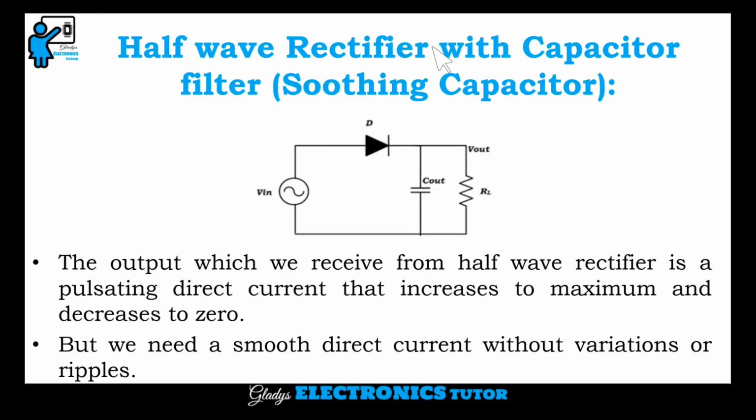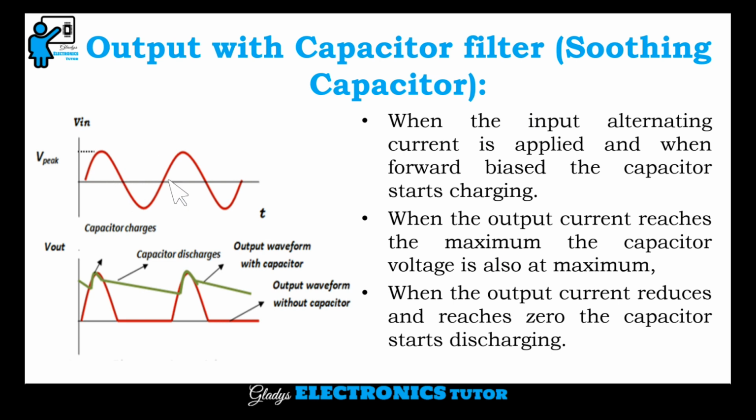So half wave rectifier with capacitor filter, that is with smoothing capacitor. So we have a smoothing capacitor connected in parallel with the load resistance. The output which we receive from half wave rectifier is a pulsating direct current that increases to maximum and decreases to zero. So but we need a smooth direct current without variations or ripples. So we are using a smoothing capacitor to get a smooth output.